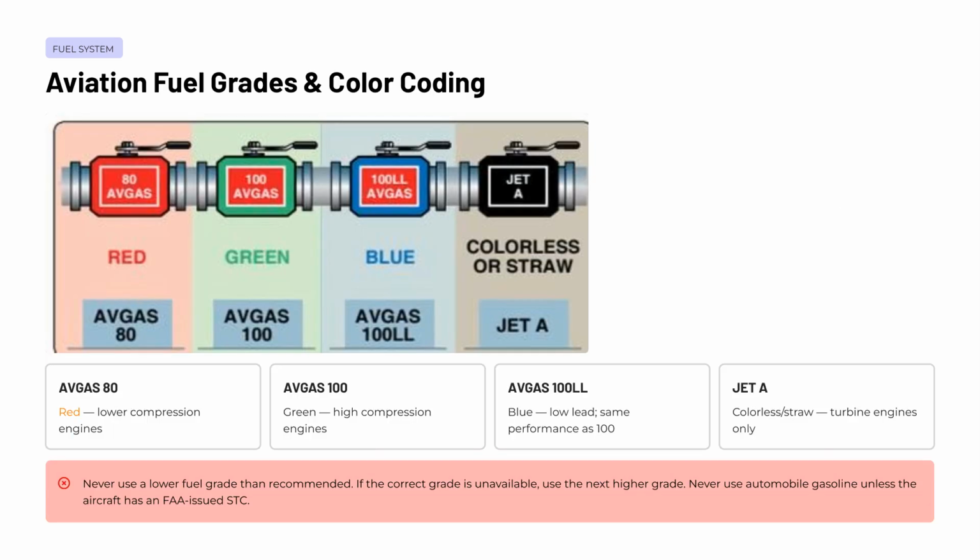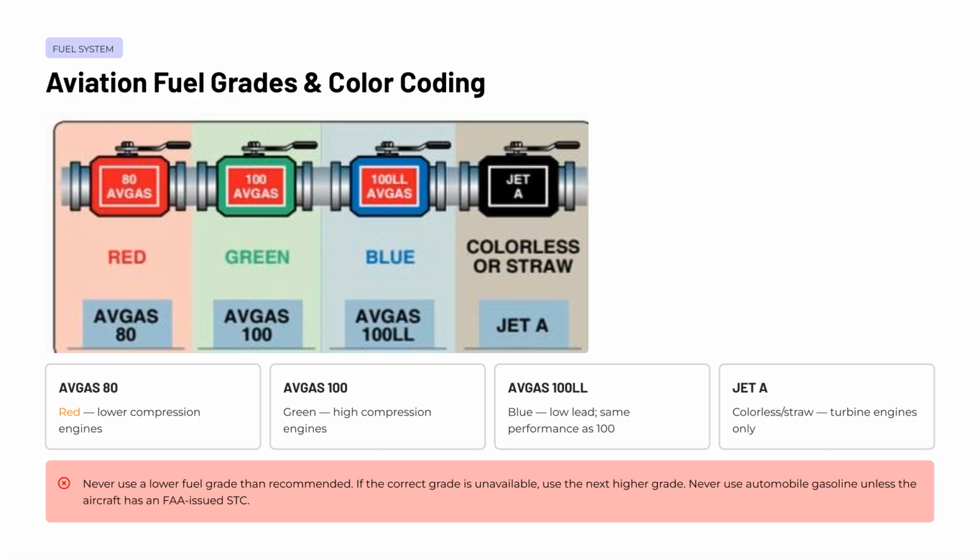Aviation fuel comes in several grades, and knowing the difference between them is critical for safe operations. Each grade is color-coded to help you quickly identify the correct fuel during servicing. Avgas 80 is dyed red and is designed for lower compression engines. Avgas 100 is green and is used in high compression engines.